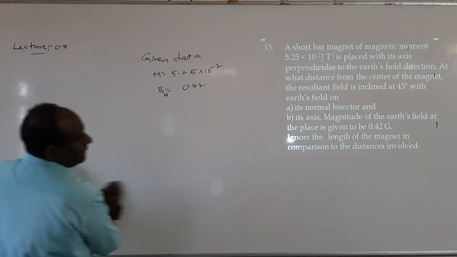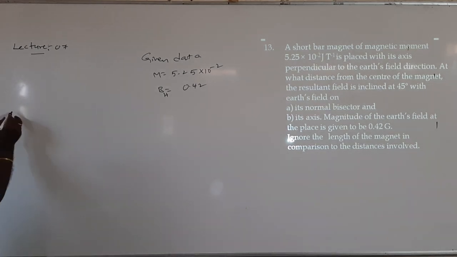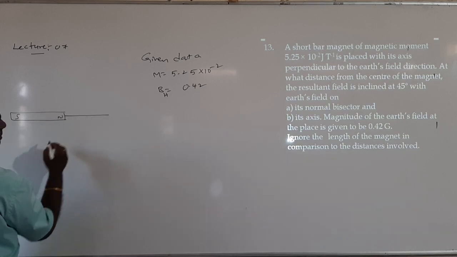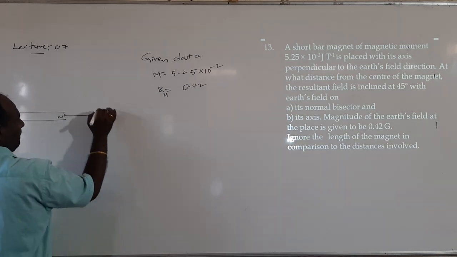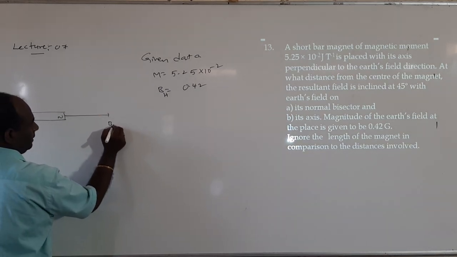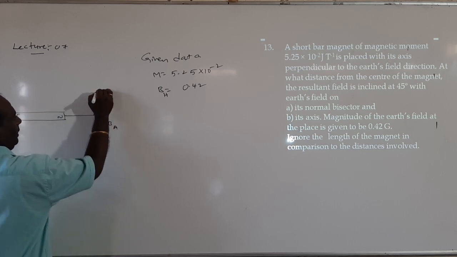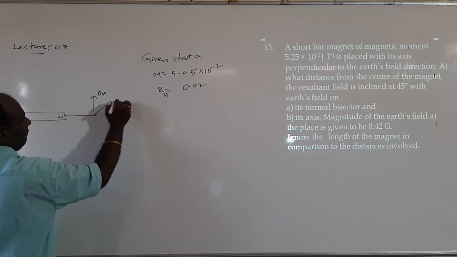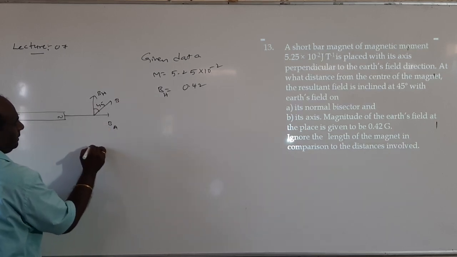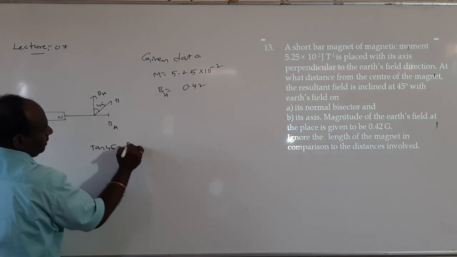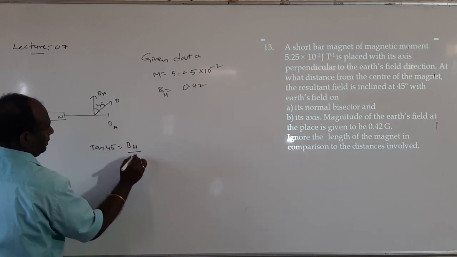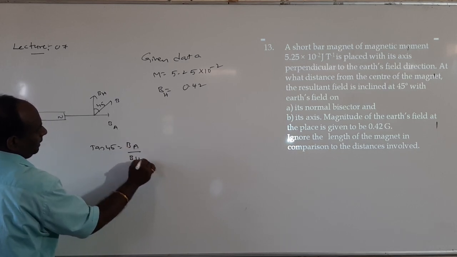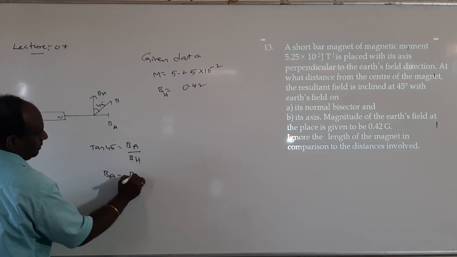Now around the axial line, what is the formula? See, this is the bar magnet, with the south pole and north pole. The magnetic field is in this direction. This is B axial, BA, and BH. I want the resultant in this direction, making an angle of 45 degrees. In this case, tan 45 is equal to BA by BH. So BA is equal to BH.